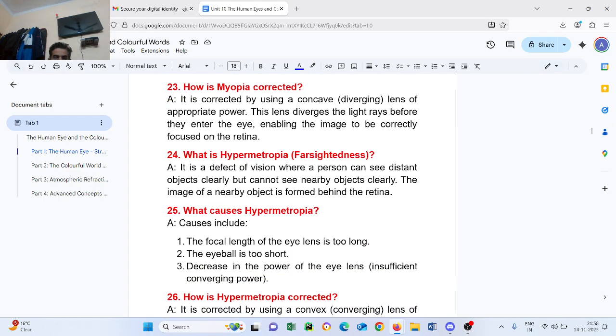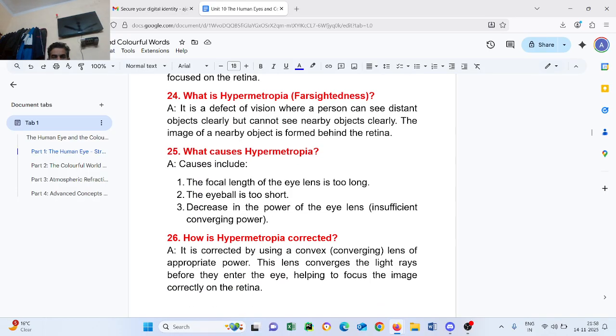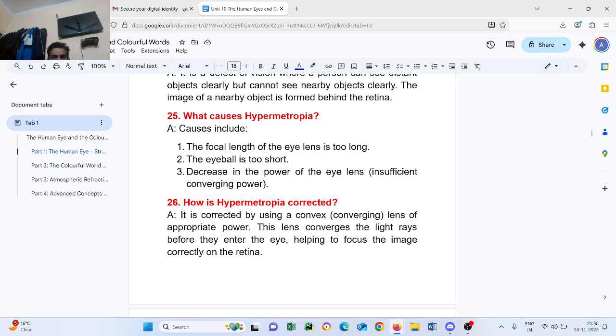Question number 25. What causes hypermetropia? Causes include the focal length of the eye lens being too long, the eyeball being too short, decrease in power of the eye's lens, and insufficient converging power.